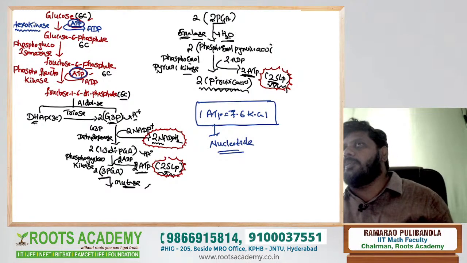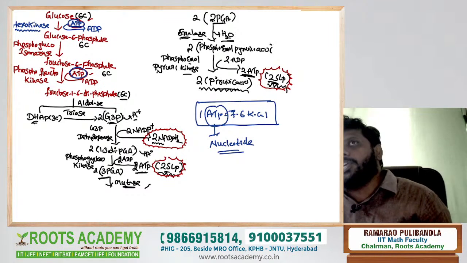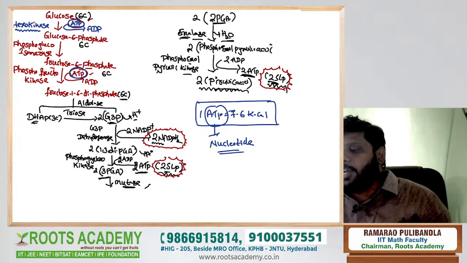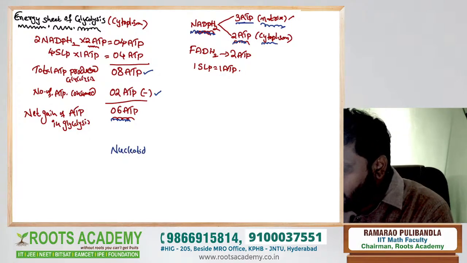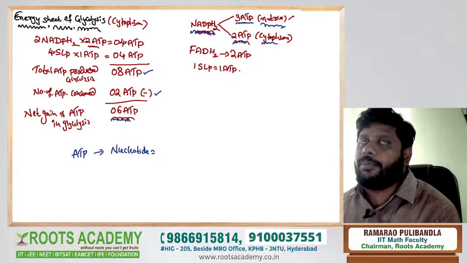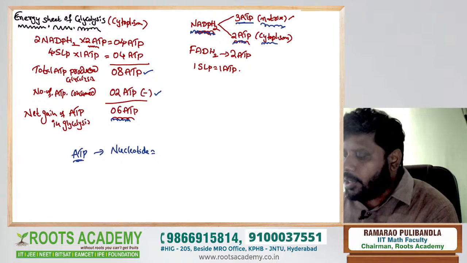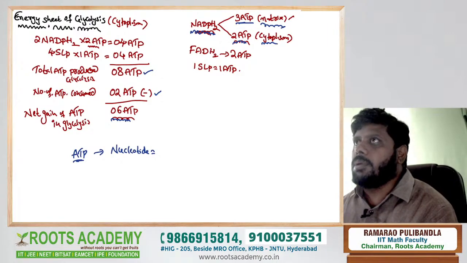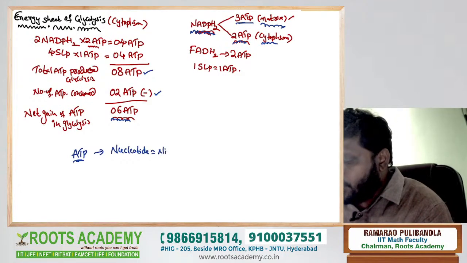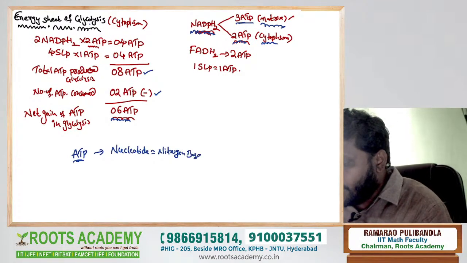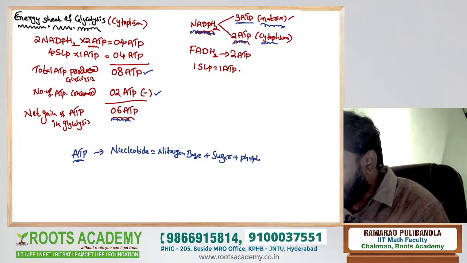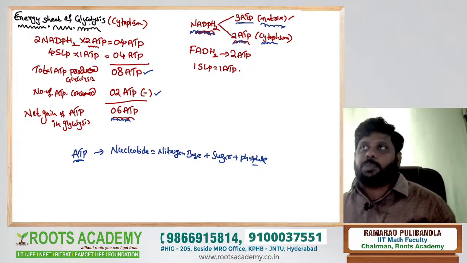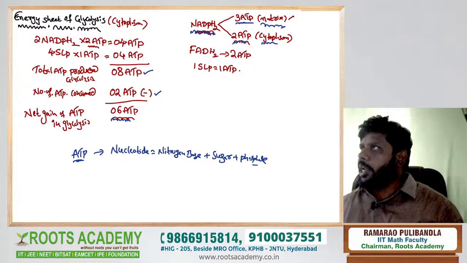So why nucleotide? Adenosine triphosphate has phosphate, so it is a nucleotide. What is a nucleotide? It is difficult to do numericals without knowing this. Nucleotide equals 1 nitrogen base, 1 sugar and 1 phosphate molecule. Instead of phosphate, phosphoric acid is also correct.